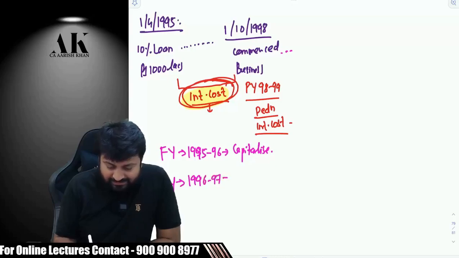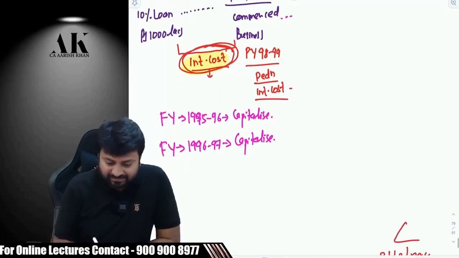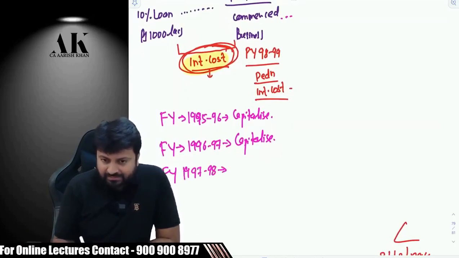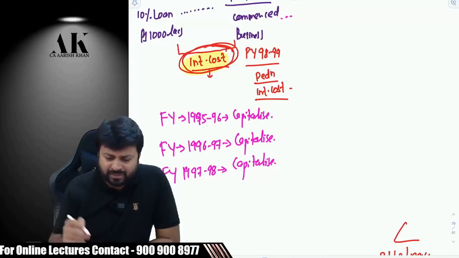96-97. Let him also learn the depreciation provision. Let's see how. Capitalize, right? Financial year 97-98, very important discussion it is. What will happen? Capitalize. The reason is the same, because it is pre-commencement. I cannot take it as a revenue expense because it is a prior period expense, right? Prior period means, what do I mean by prior period? A period before the commencement, right?